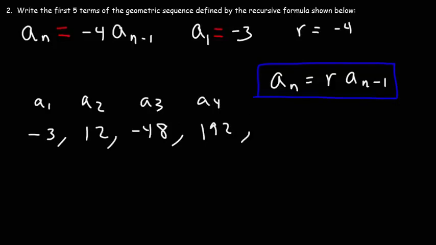And then the fifth term, 192 times -4, is -768. So that's how we can write the first 5 terms of the geometric sequence defined by a recursive formula. It's by realizing that this number is the common ratio.